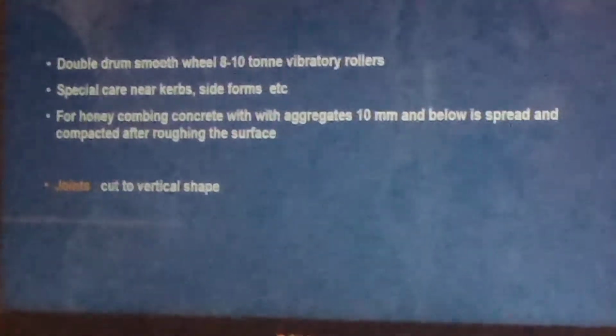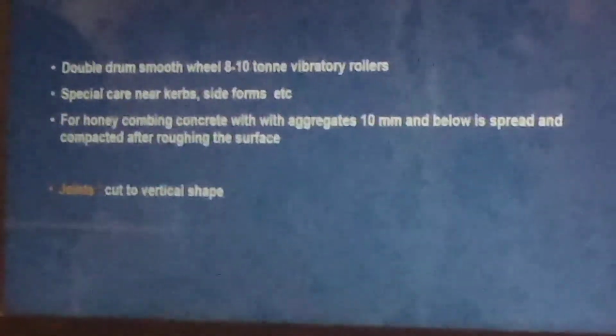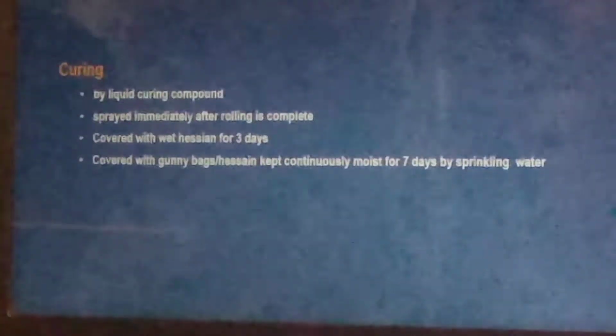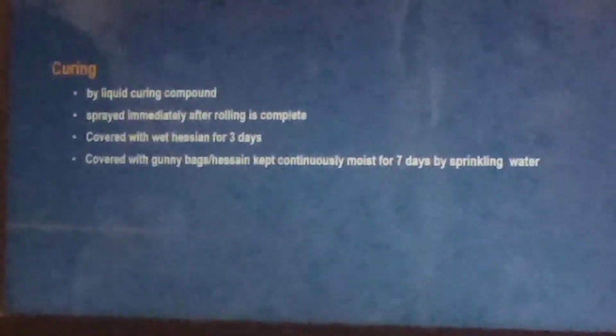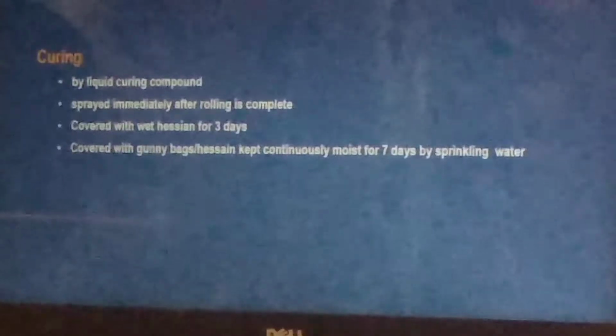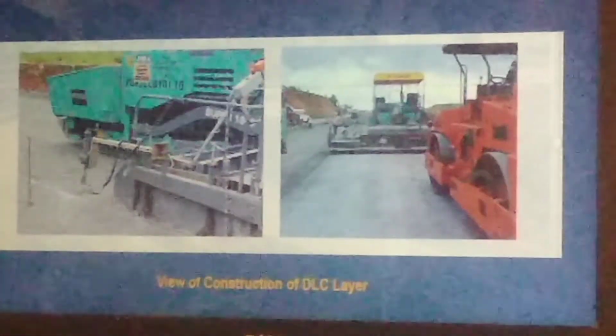Joints are to be cut to the vertical shape. For curing, we need to use a liquid curing compound, and this curing compound is sprayed immediately after rolling is complete. After rolling is complete, it is covered with wet hessian for 3 days, and also covered with gunny bags or hessian and kept continuously moist for 7 days by sprinkling water.